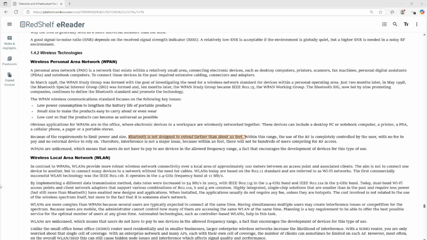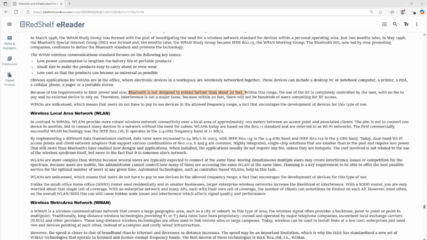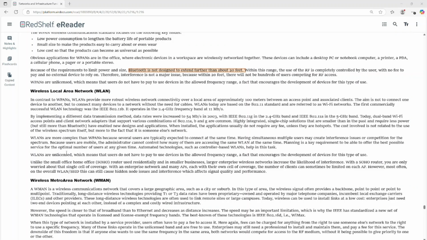Wireless local area network. In contrast to WPANs, WLANs provide more robust wireless network connectivity over a local area of approximately 100 meters between an access point and associated clients. Its aim is not to connect one device to another, but to connect many devices to a network without the need for cables.